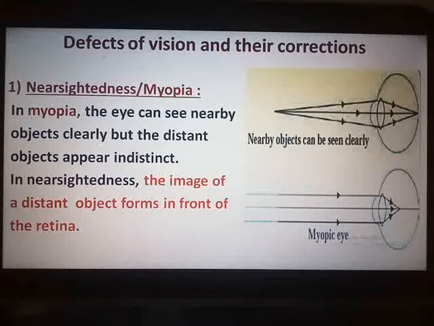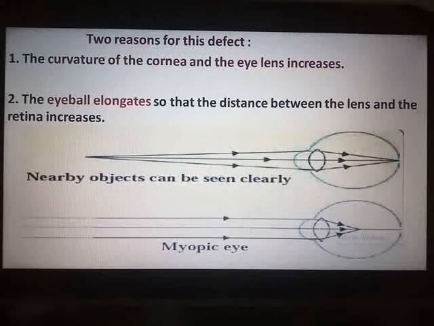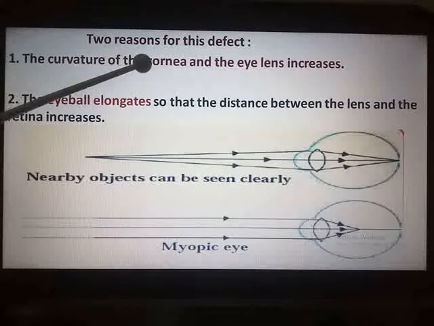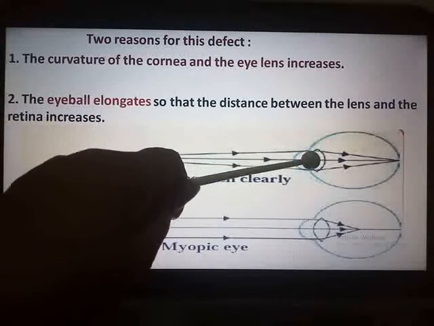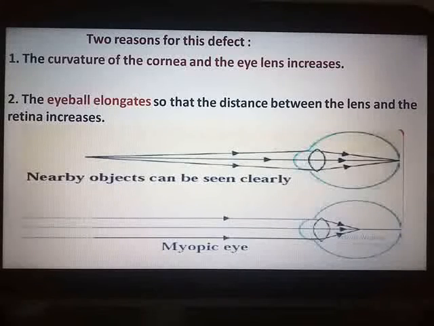What are the reasons for this defect? The first reason is the curvature of the cornea and the eye lens increases. And the second reason is the eyeball elongates so that the distance between the lens and the retina increases. Now reasons you have found out. How to correct this defect by using what? That we are going to study now.